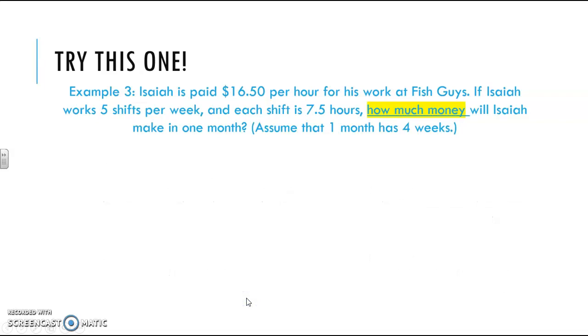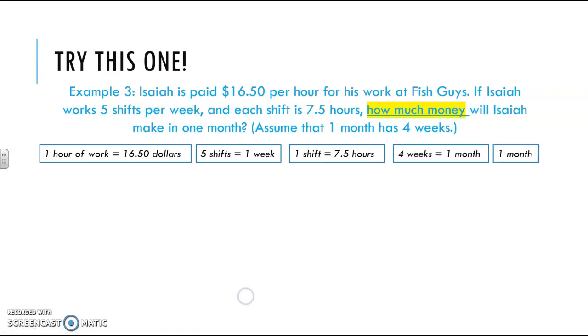So step 1 is to identify what we're looking for. We're looking for how much money Isaiah will make in 1 month. Then we want to list all of our given information as equivalencies with units. Next, we start with our first fraction that includes the desired units of dollars on top. So we have $16.50 per hour.